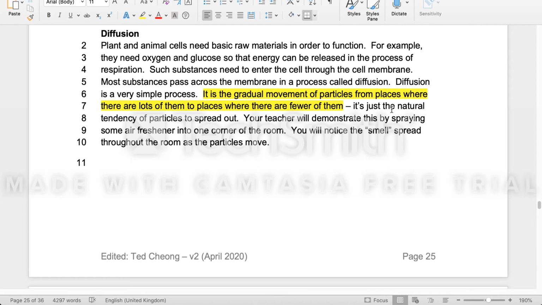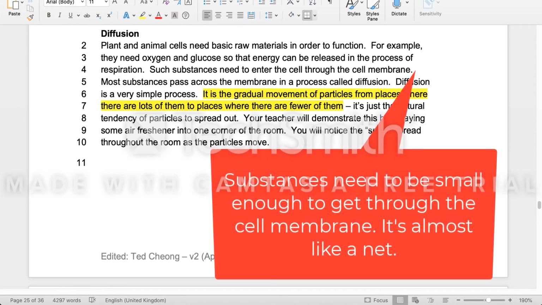And some of these substances need to be small enough in order to get through the cell membrane. Okay, if it's too big, then it's just going to wreck. It's going to destroy the cell itself. So the cell is actually very selective in what gets to enter and what gets to leave.